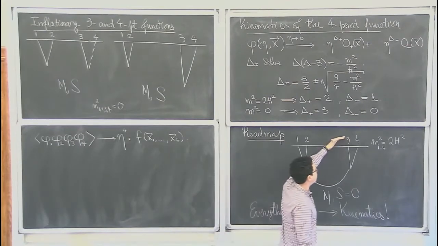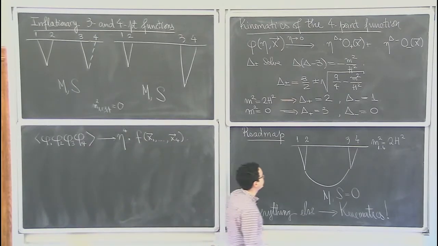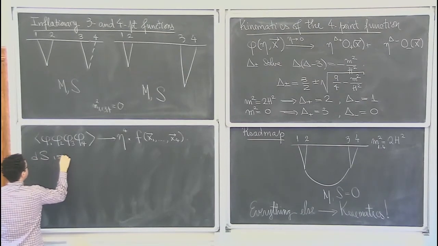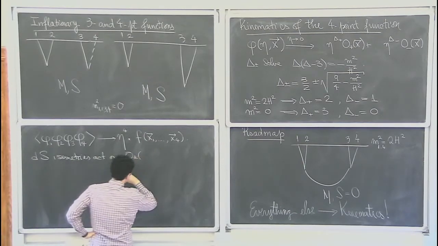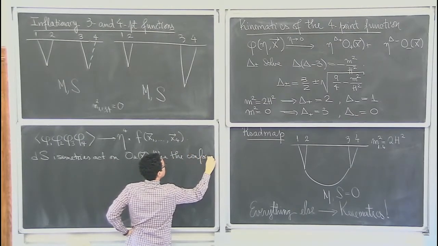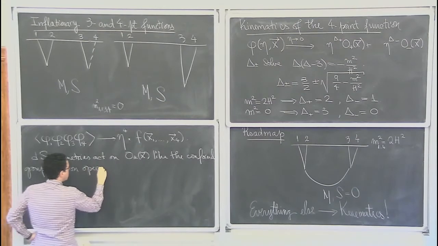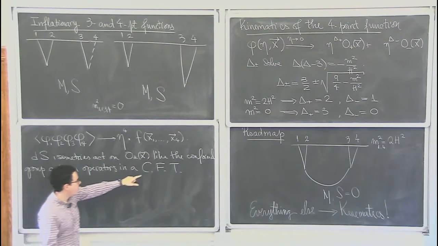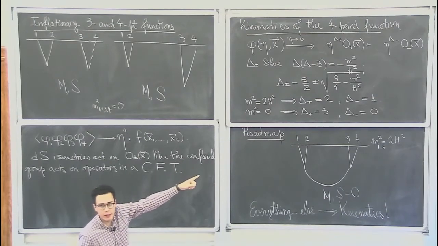Even though this four-point function actually decays at very late times, what we're interested in are the non-trivial spatial correlations among the different points. The other thing is that the de Sitter isometries act on O plus and O minus of x like the conformal group acts on operators in a conformal field theory. So the de Sitter isometries can be traded for conformal symmetry acting on those operators O plus of x and O minus of x.